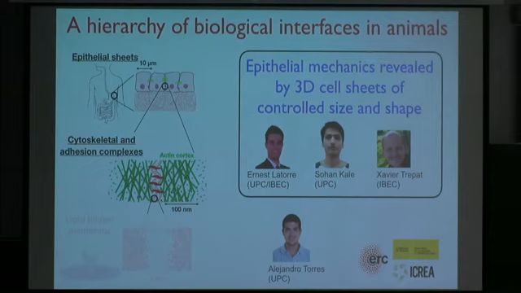about and is developing, I'm going to talk about the epithelial mechanics, so at this scale, at the scale of these cell monolayers, revealed by 3D sheets of cells of controlled size and shape. And this is work by Ernest Latorre, who's a PhD student that is co-advised by me and Xavier Trepat, in whose lab most experiments that I will be showing were performed, and also by Sohan Kale, who is a postdoc in my group, and I'll be presenting a little bit of work of Alejandro Torres regarding the cell cortex.